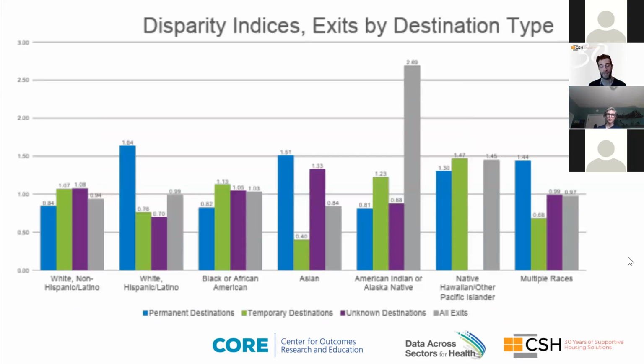Next, we looked at exits. So who was exiting the homeless system and what kind of destinations they were exiting to. Stella breaks things down into permanent, temporary, and unknown destinations. So we looked at the differences there and saw some interesting pieces around the relatively higher likelihood for white, Hispanic, and Latino families to exit to permanent destinations, although we also see a relatively high rate of return in that population also. So the interplay between those two things is very interesting, I think.